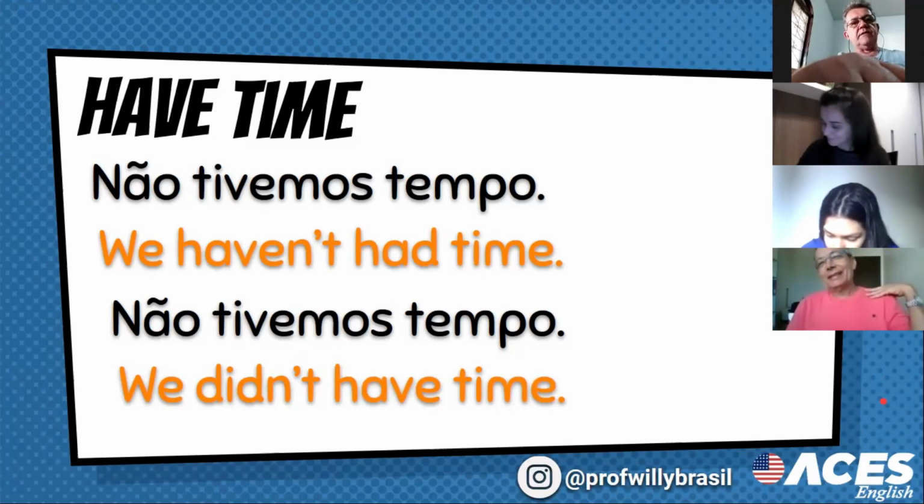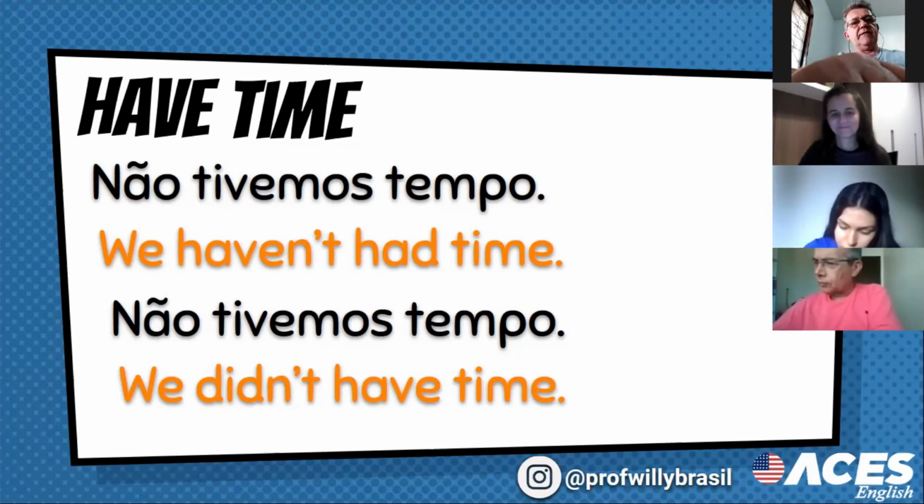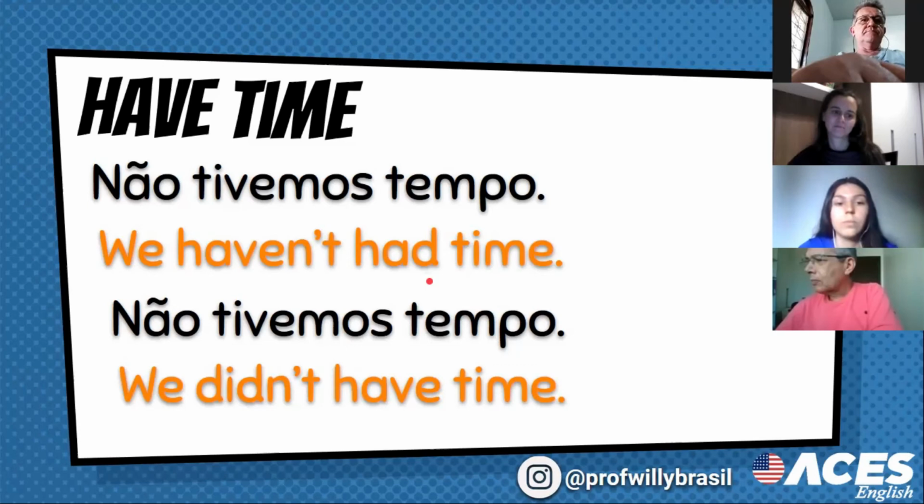Okay, we didn't have time. Sorry, I was going to make you a birthday cake, but we didn't have time. Eu ia fazer bolo de aniversário, mas não deu tempo. Onde aqui, até agora, we need to make John a birthday cake, but we haven't had time. Não tivemos tempo até agora. Ainda dá a possibilidade.